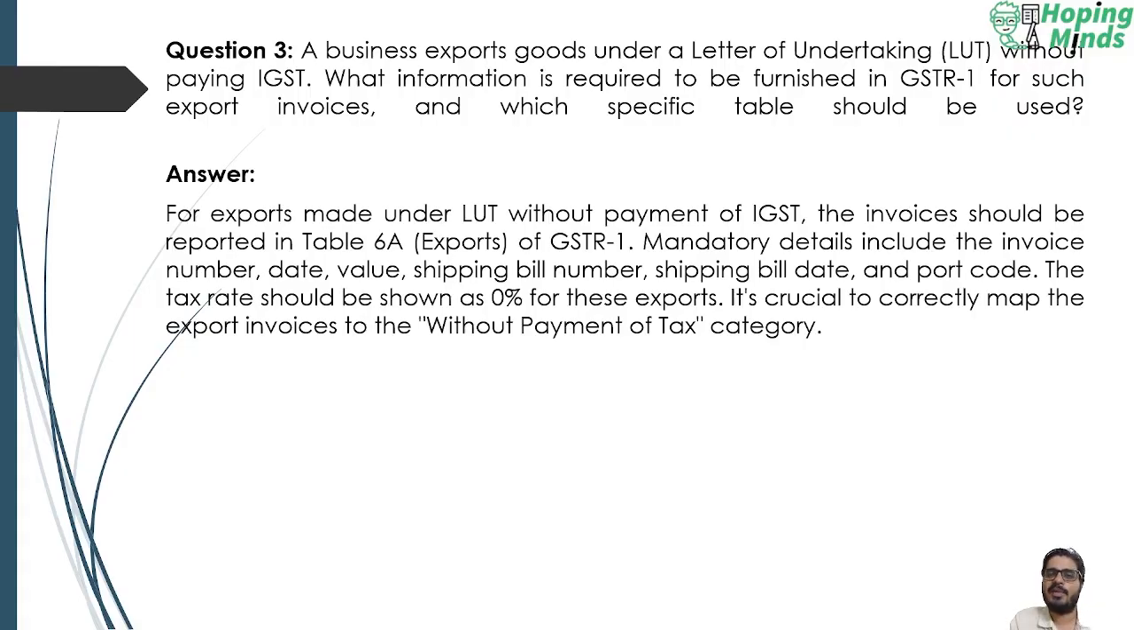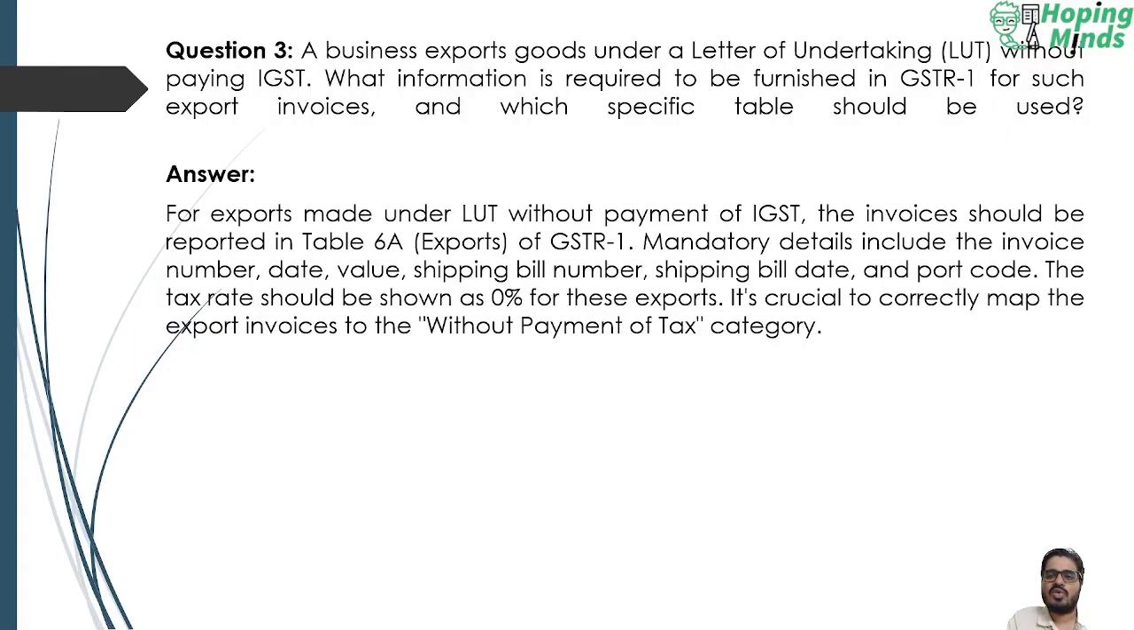that is specifically meant for exports. Mandatory details include the invoice number, invoice date, shipping bill number, shipping bill date, and the port code. So these details must be filled up very cautiously because the refund in case of exports is granted on the basis of details furnished in GSTR 1 return. The tax rate should be shown as 0% for these exports.